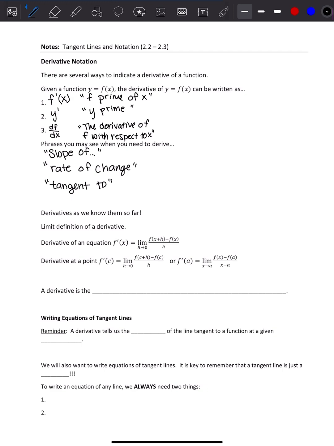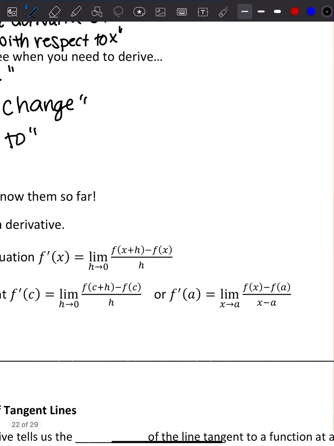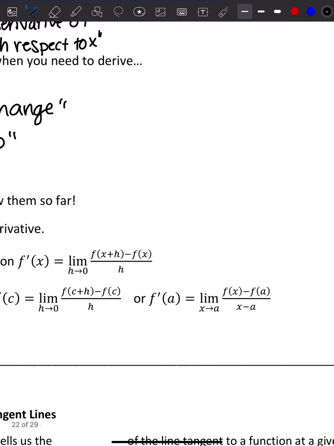So, derivatives as we know them so far. We have the derivative of an equation. This is f prime of x is equal to the limit as h approaches 0 of f of x plus h minus f of x, over h. This is the limit as h approaches 0 of our difference quotient. Something we need to know about this is that this will give us an equation.